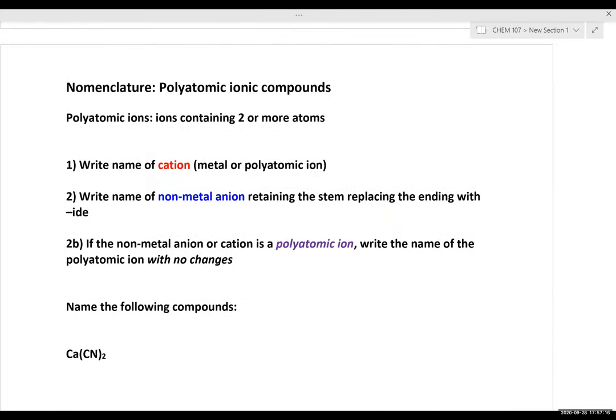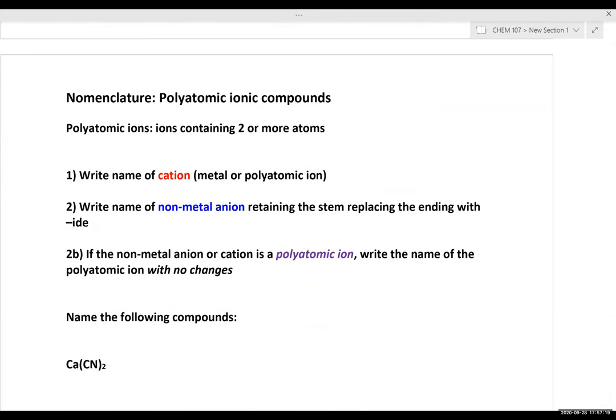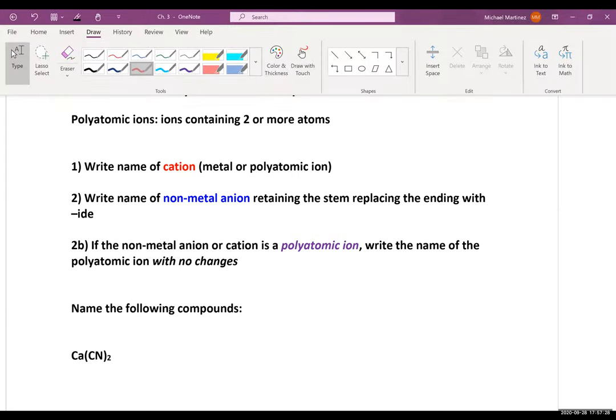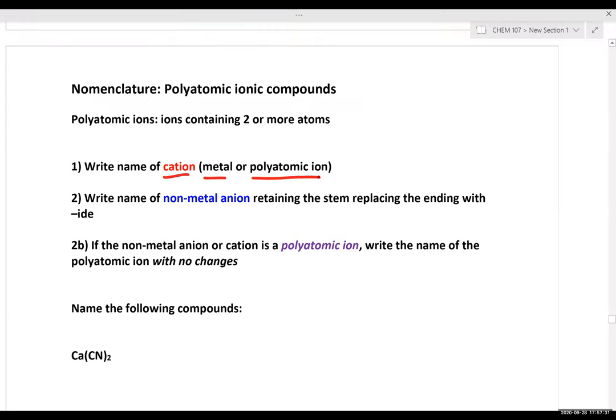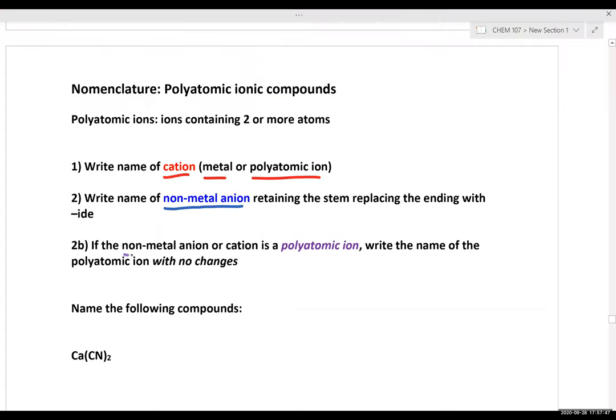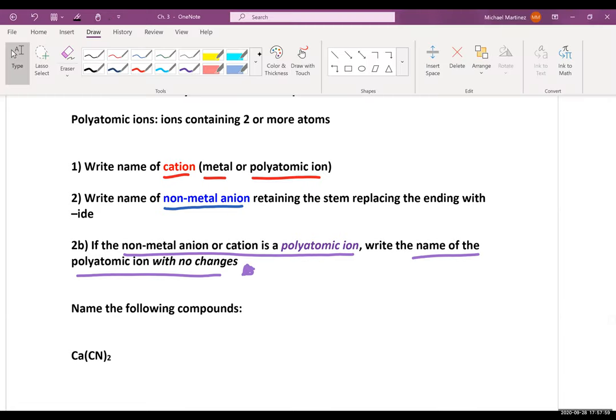Okay, so for naming polyatomic ionic compounds, it's really straightforward if you know your polyatomic ion names. First, you write the name of your cation, which can either be a metal or a polyatomic ion. Then you write the name of your non-metal anion. And there's one little catch. If the non-metal anion or cation is a polyatomic ion, you write the name of the polyatomic ion with no changes. You just write the name as is. So let's look at an example.